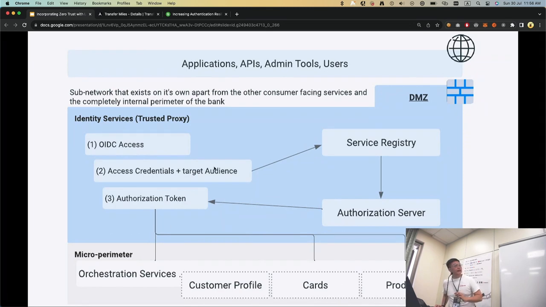So this is an example of some of the practices and processes that we implement in the trusted proxy layer that we have underneath the hood. We make use of OpenID Connect, which is the standard for managing access control. We have multiple services underneath the hood, so that requires you to identify whether your access allows you to reach ABC services. That's where the credentials, together with a target audience, come in. The audience refers to the service that you can talk to. For that, we have an underlying service registry as well.